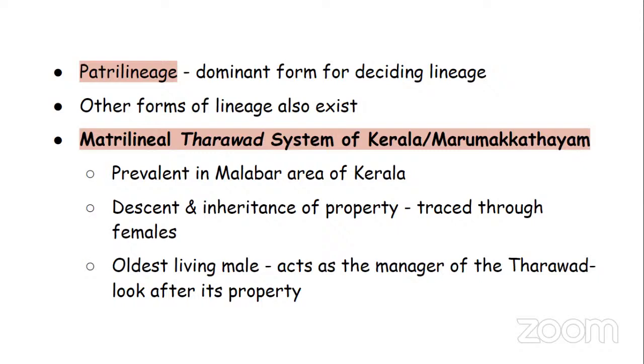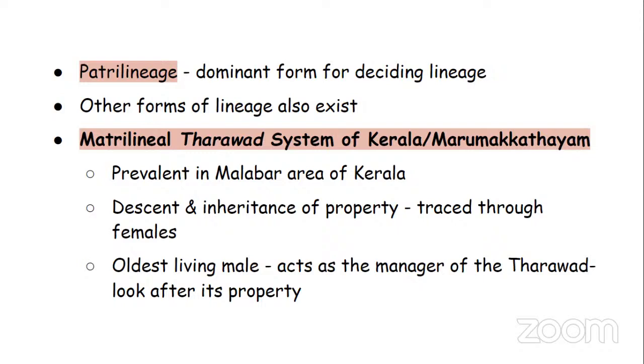From the other forms of lineage, one important or unique type of lineage system is the matrilineal Tharavadu system of Kerala. It is also known as Marimakattayam. This was a unique system of lineage which existed in the Malabar area of Kerala. It was matrilineal, so they decided lineage through the mother's line.